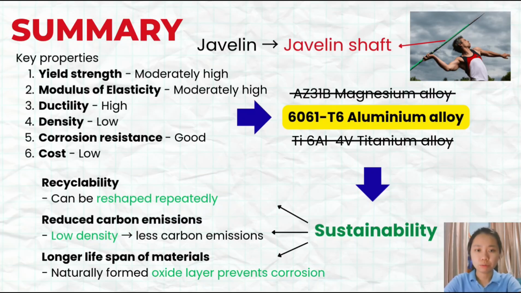This material can contribute to sustainability because of its high recyclability, since it can be recycled repeatedly. This material can also give us reduced carbon emissions because it has low density, and therefore there will be less carbon emissions, especially during the transportation of the javelin. And last, this material has a longer lifespan because it has the naturally formed oxide layer, which can prevent corrosion and thereby reduce the need for purchasing or manufacturing a new javelin.